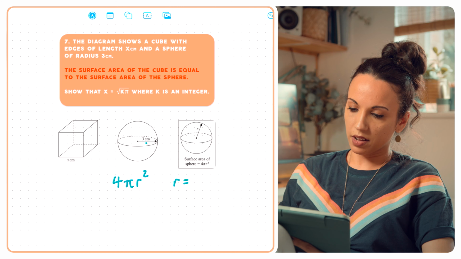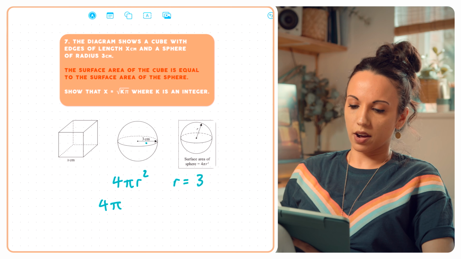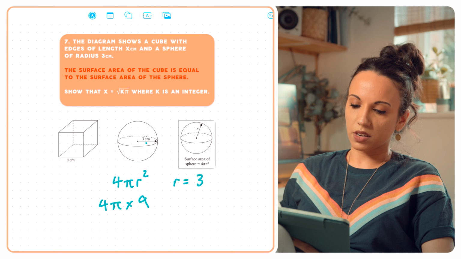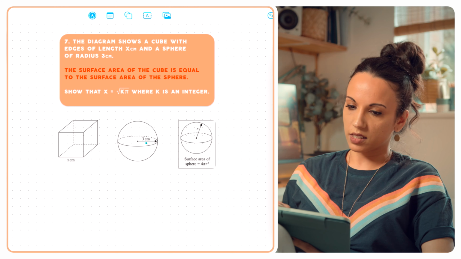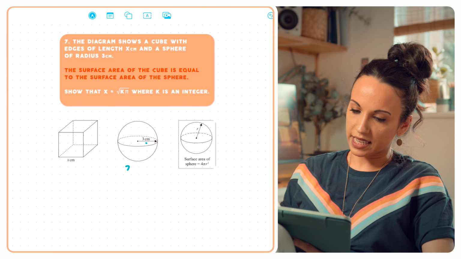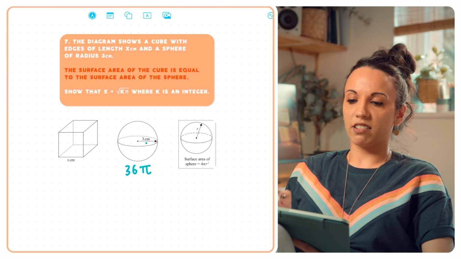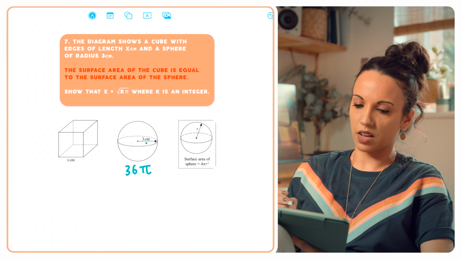So we can apply r equals 3 into this formula. What we'll end up with is 4 pi times r squared, 3 times 3 is just 9. 4 pi times 9, that's going to be 36 pi. So the surface area of our sphere is 36 pi. Now we know that the surface area of the sphere is equal to the surface area of the cube. So now we just need to work out the surface area of the cube.